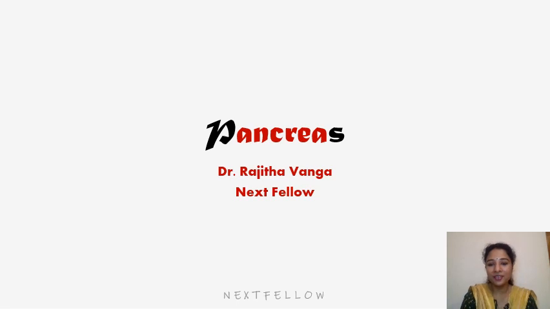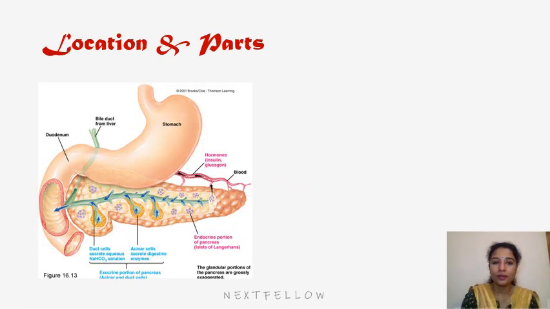So we shall start with pancreas, which is very important to understand pancreatitis. So we know the pancreas is a long transverse structure, and in adults it is a retroperitoneal organ present over the posterior abdominal wall, posterior to the peritoneum, that is it is retroperitoneal.